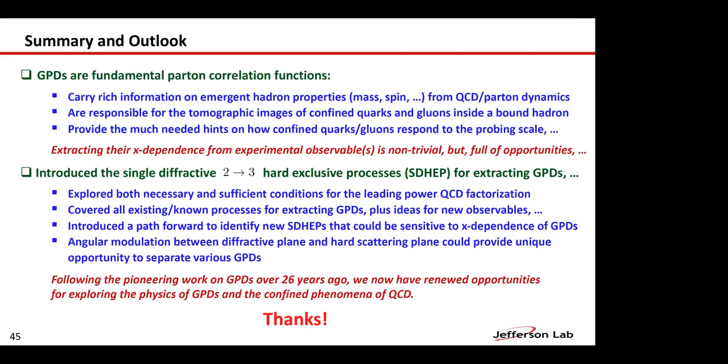So let me summarize. GPDs are very fundamental parton correlation functions. In a sense, extracting their x dependence from experimental observables is very non-trivial, because of their amplitude nature.